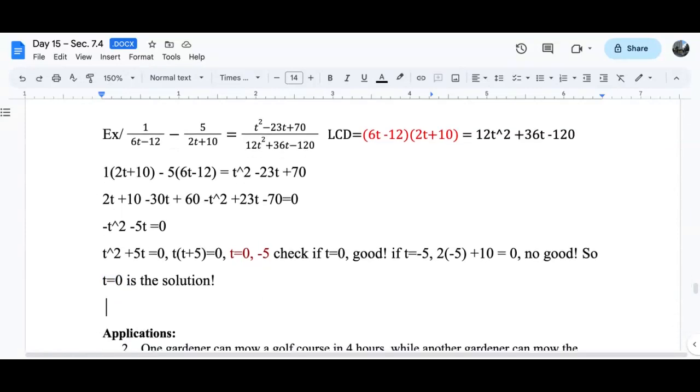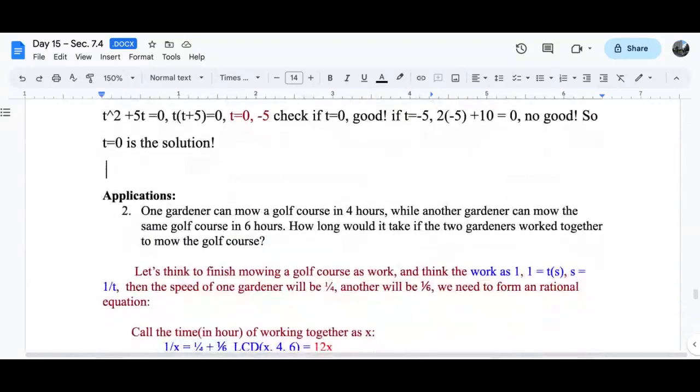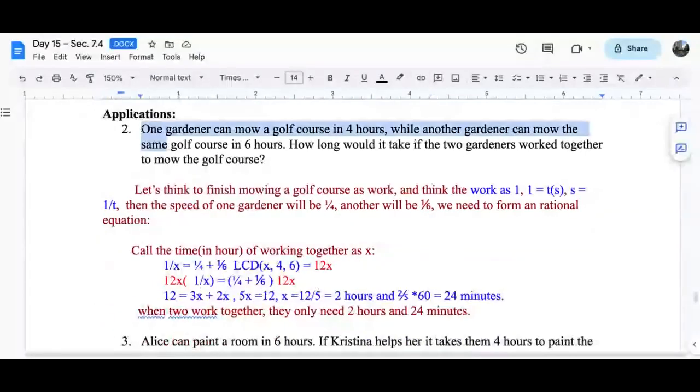All right, now let's see how we use this in life. So let's see this question. One gardener can mow a golf course in 4 hours, while another gardener can mow the same golf course in 6 hours. So this is like a work done problem.